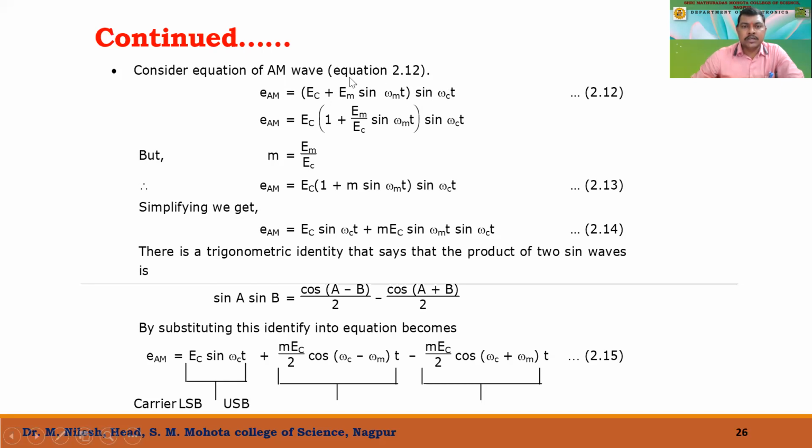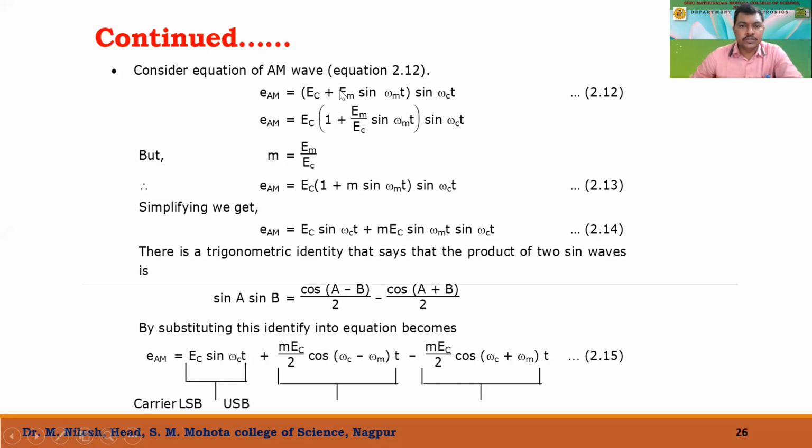Where we are having this as the frequency of the modulating signal, EM sine omega mt. I guess my cursor is visible to you. I'm showing you this equation, EM sine omega mt. So this is the equation for the modulating signal, right? Whereas this EC and sine omega ct is the equation of the carrier wave. Now after modulation, we are expected to get this type of equation, EAM equal to EC plus EM sine omega mt into sine omega ct.